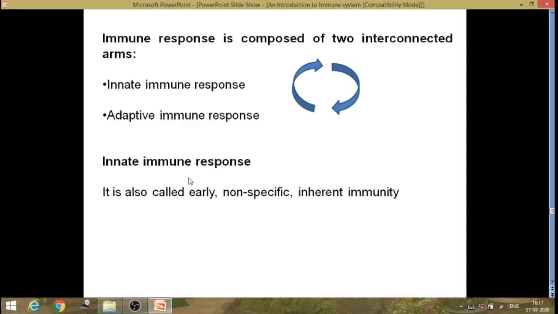It is early because it is the one which is generated first. When the pathogen enters inside our body after crossing the barrier, it first comes across the components of the innate immune response only. So innate immune responses are the first to be generated. That is why it is called early. It is non-specific and it is inherent. Inherent means it is already there. It need not be acquired.